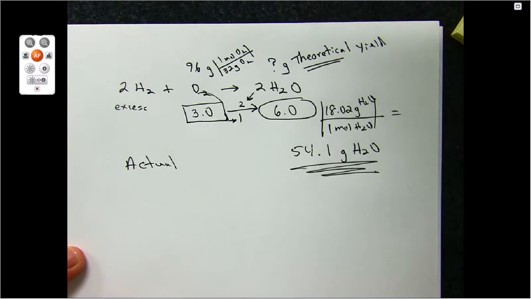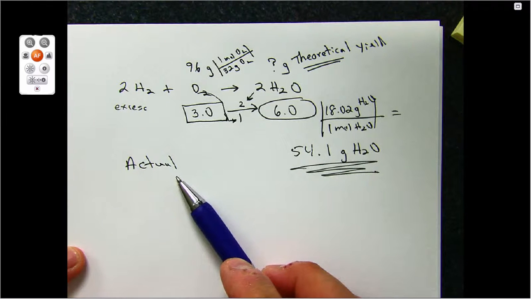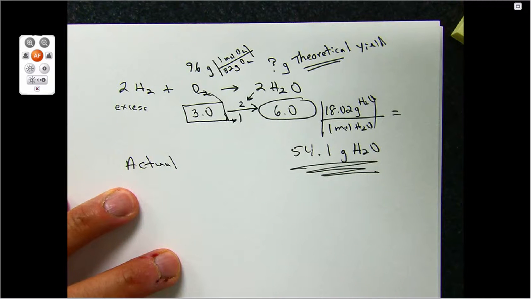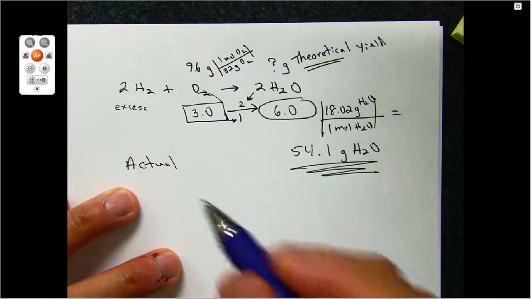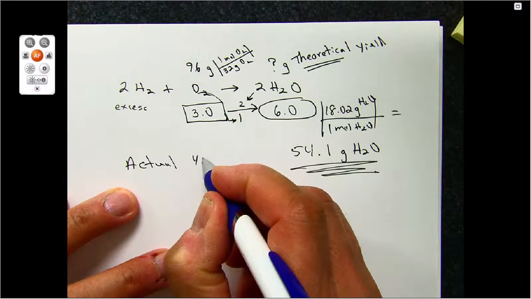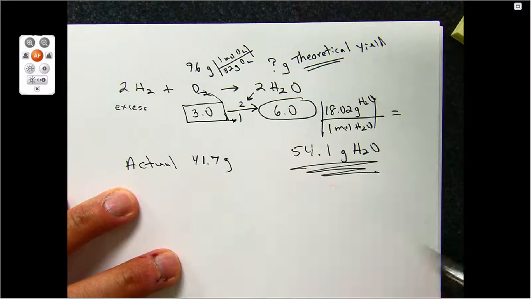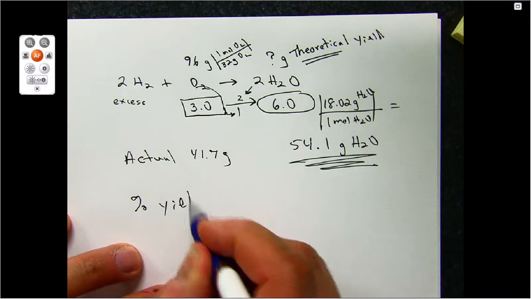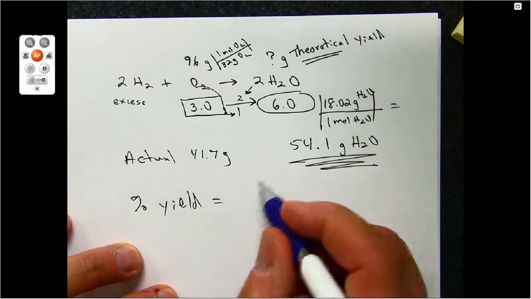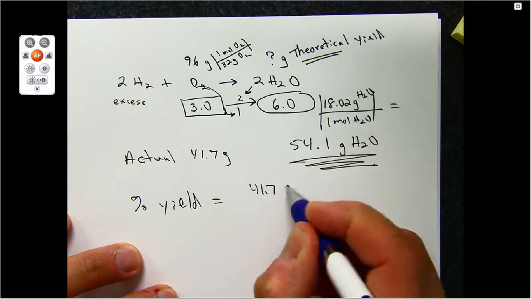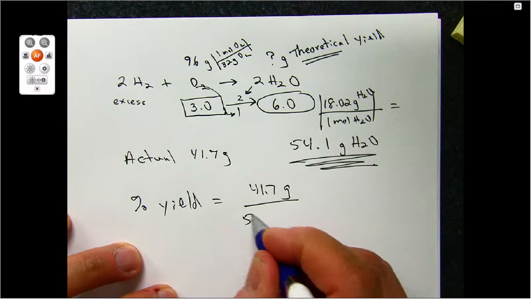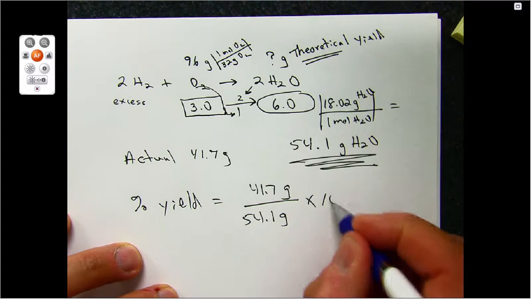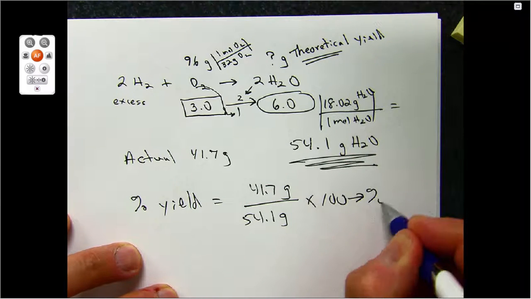In fact, we did do one of these when we made calcium carbonate. We did an actual yield experiment. So let's say our actual was 41.7 grams. So to get our percent yield, we are going to have our actual 41.7 grams divided by our theoretical 54.1. We're going to multiply that by 100. We'll add the percent sign.